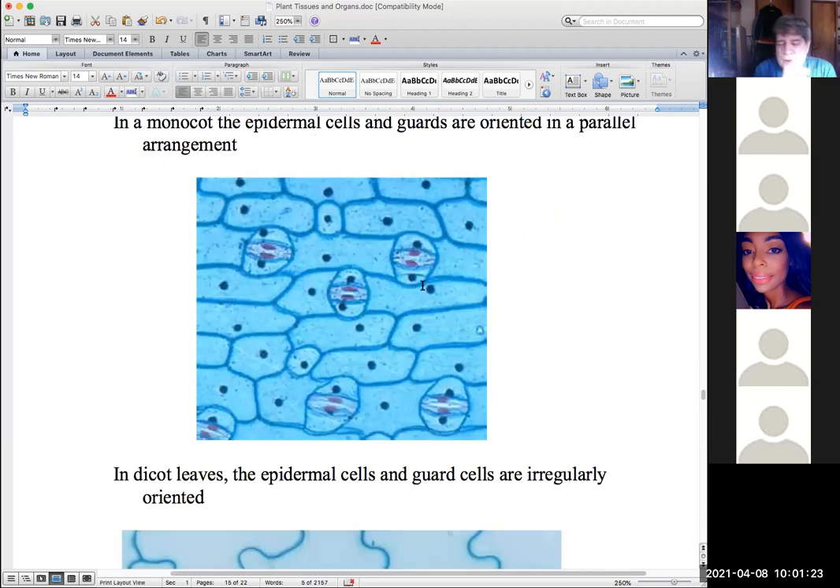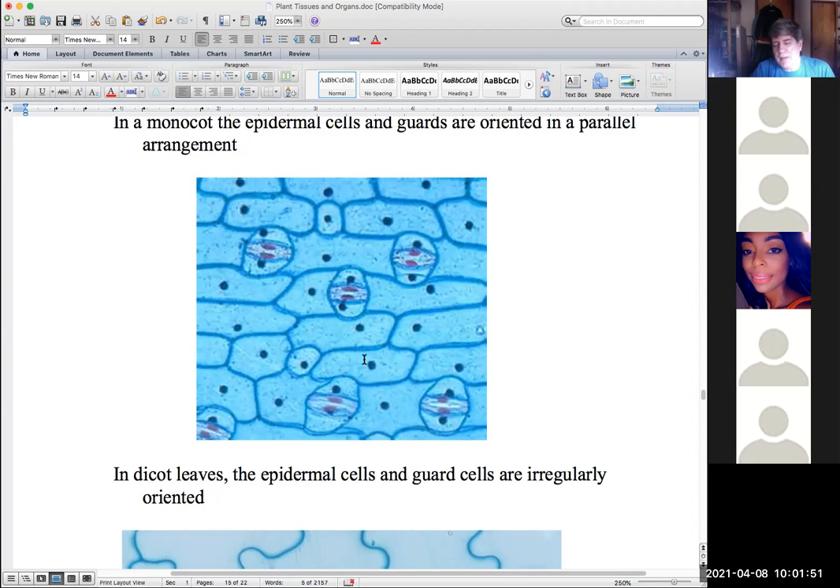So here's a section of a leaf where what we did was we peeled off the lower layer of cells, the lower epidermis. And what you can see is a bunch of cells. You can see the nucleus and the cell wall. Notice that these cells kind of all run in the same direction. The cells are all lined up nice and neat and parallel.